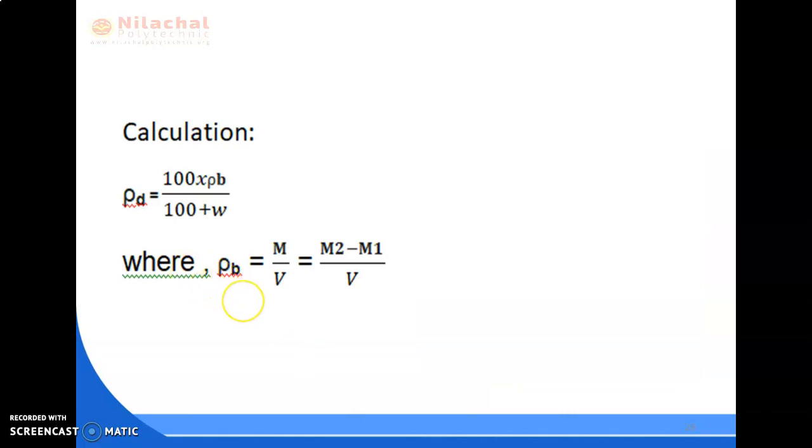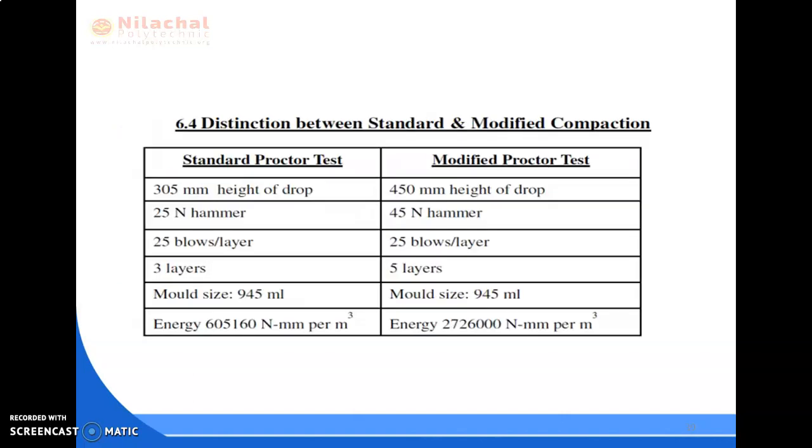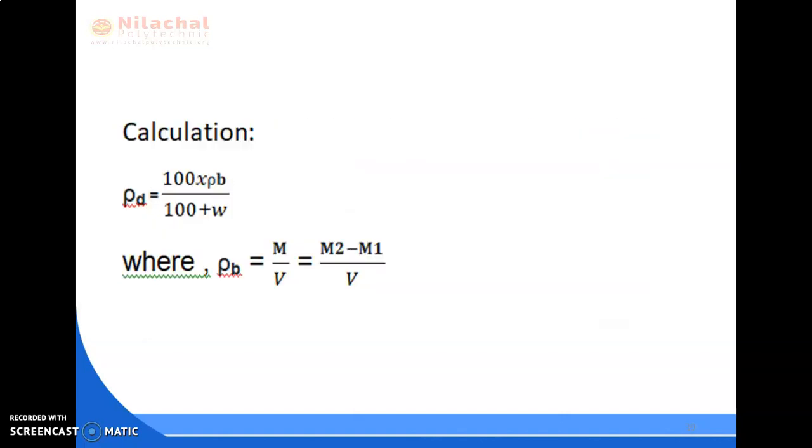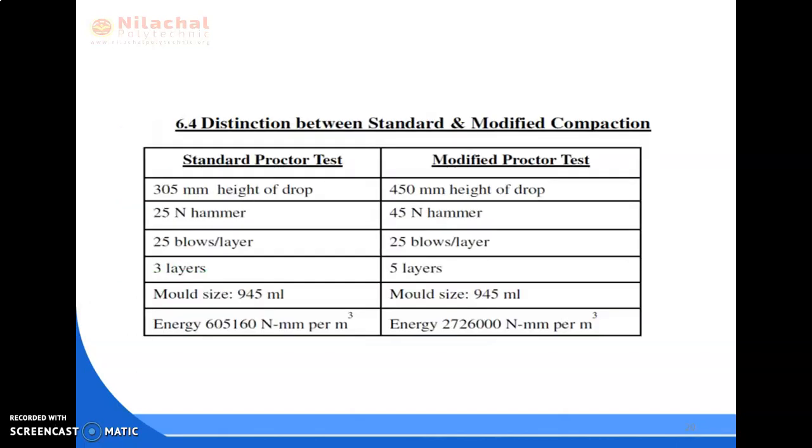So dry density equals, we can put this formula, rho B into 100 divided by 100 plus W, where rho B or bulk density equals M by V, we know, mass per volume, and M equals M2 minus M1 by V, where M2 and M1 are mentioned in the procedure. So this is the light compaction test.